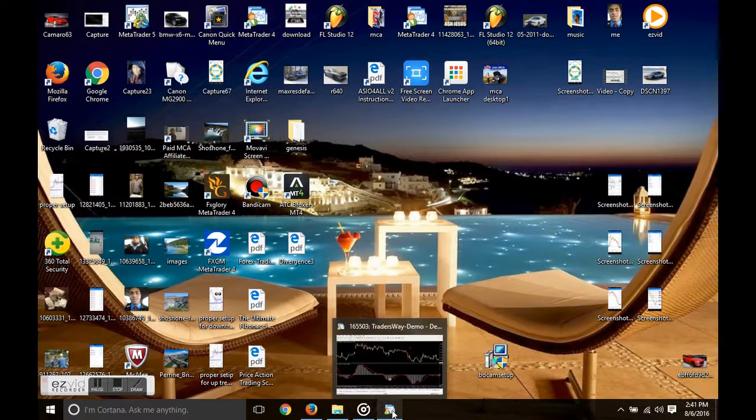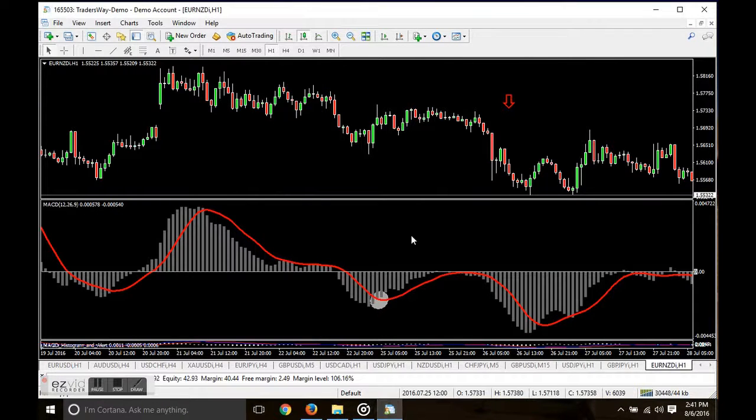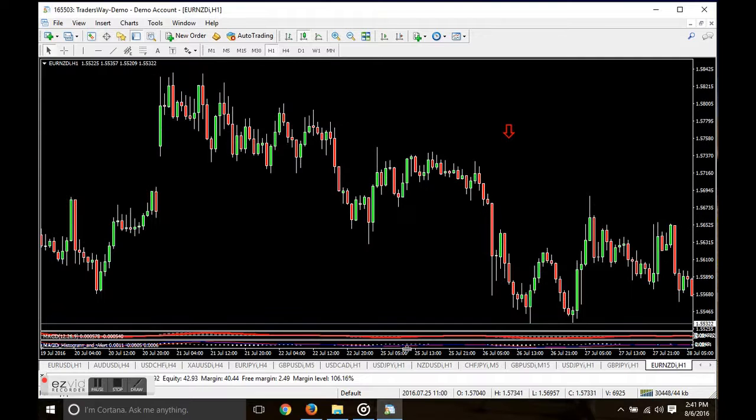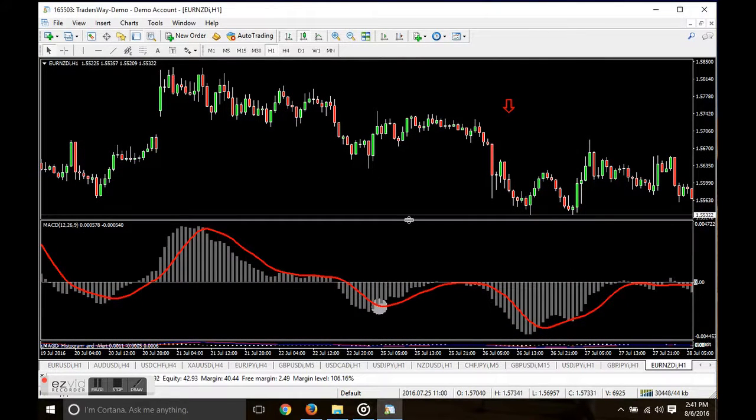So let's pull up the chart. Okay. Pull up MT4. And here's MACD. It's a chart with MACD on it already. I'm going to show you how I use it.